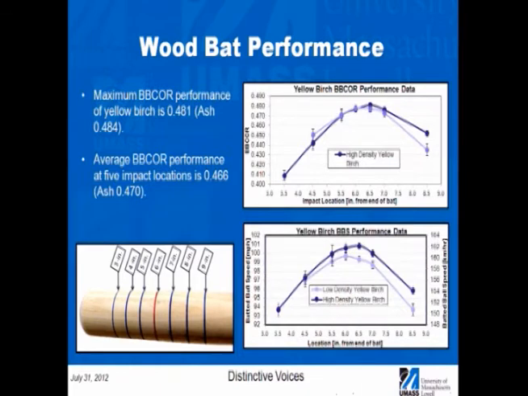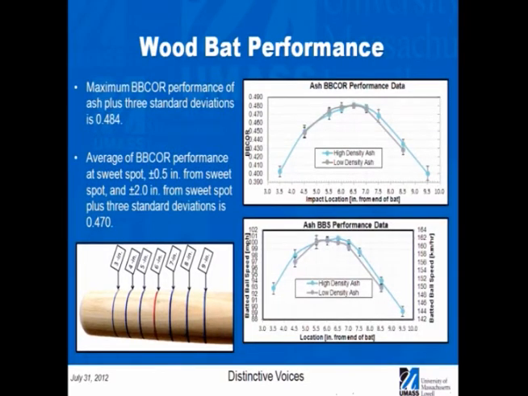When we looked at yellow birch, our data showed that it hit about 481, which was pretty much identical to ash, and it hit 466, which was again pretty much identical to ash. Here we did see a little bit of a difference.